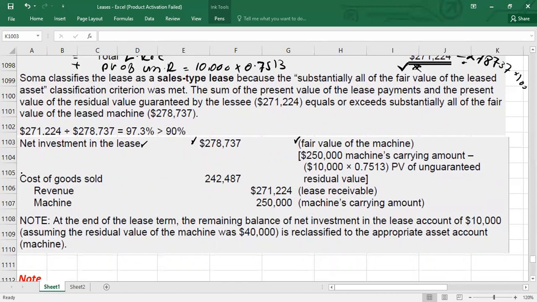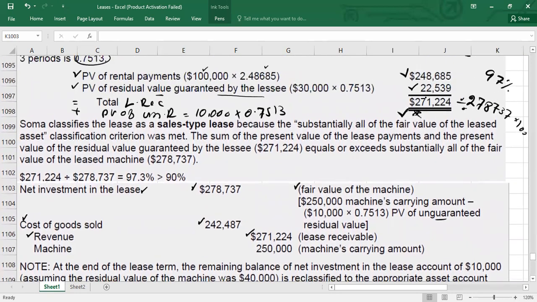Then guys, you have to debit the cost of goods sold. How? You need the carrying value of the asset minus the present value of unguaranteed residual value, and unguaranteed residual value was 10,000 times this present value factor. So carrying value minus present value of unguaranteed residual value will be your cost of goods sold. Then guys, you have to credit the revenue. Revenue is credited always with the lease receivables, and as I told you, lease receivables are here. This was the amount of lease receivables.